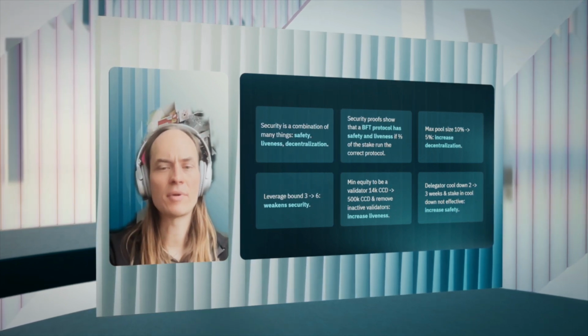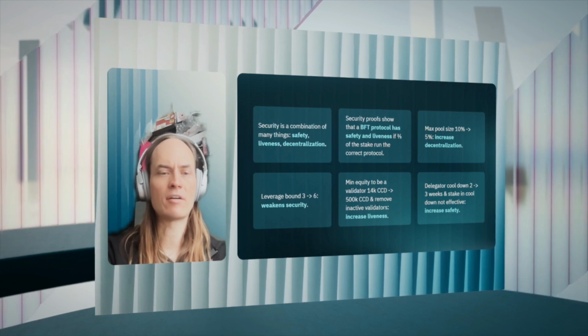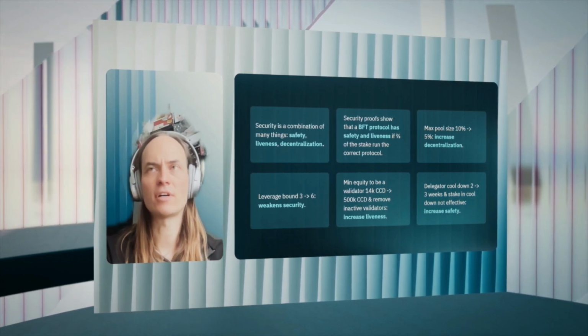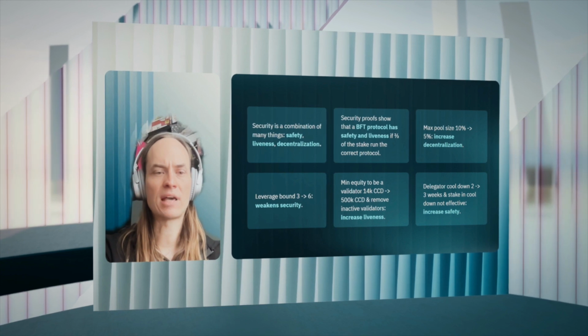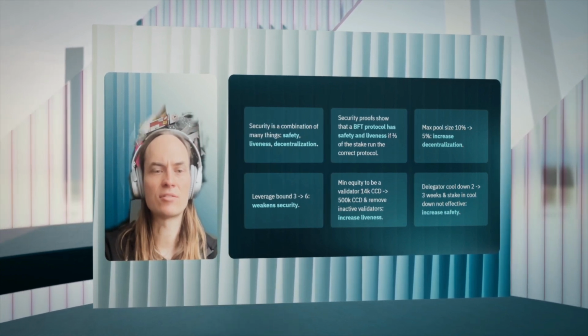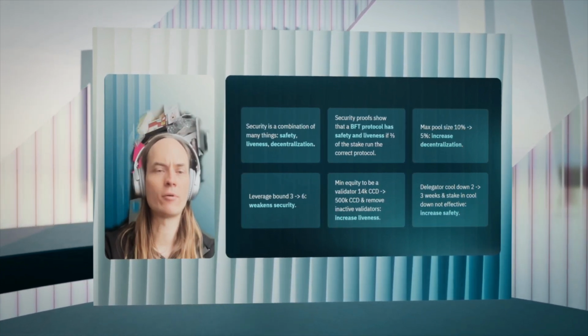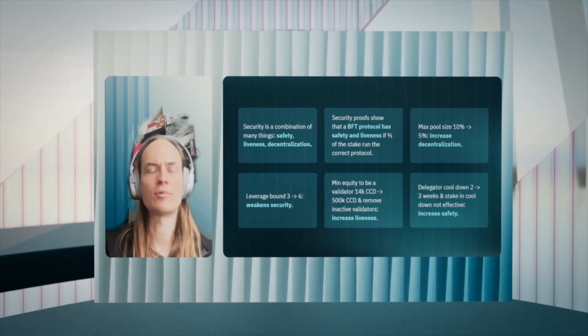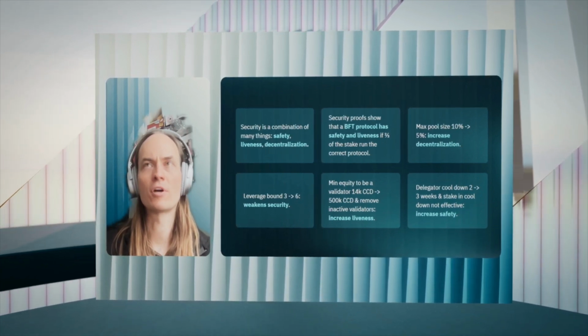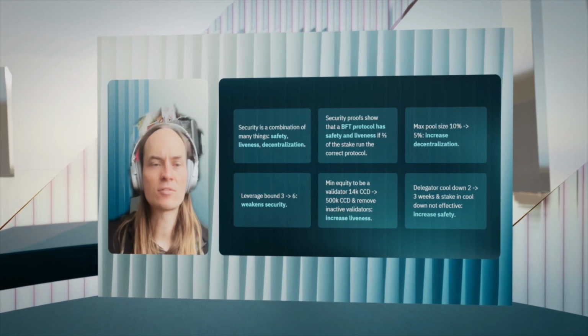It's a combination of many things. We have a notion of liveness, which means the chain should continue running. Notion of safety, which means that someone can't spend their CCDs twice, or that you won't end up with a fork in the chain, where we have the blocks finalized on both branches of the fork. Decentralization is also an important factor in security.